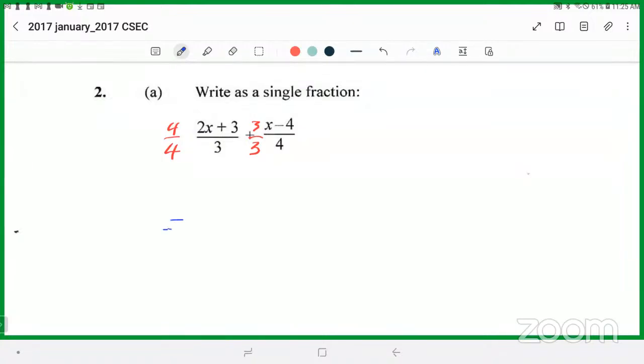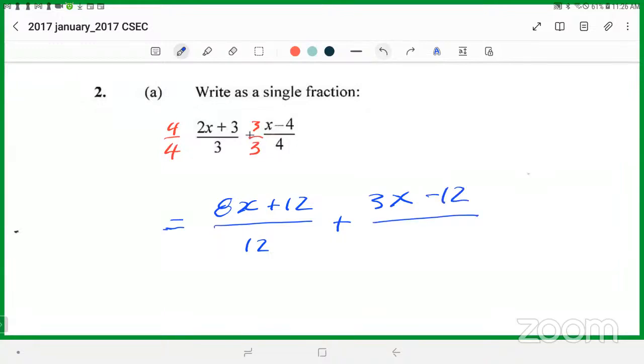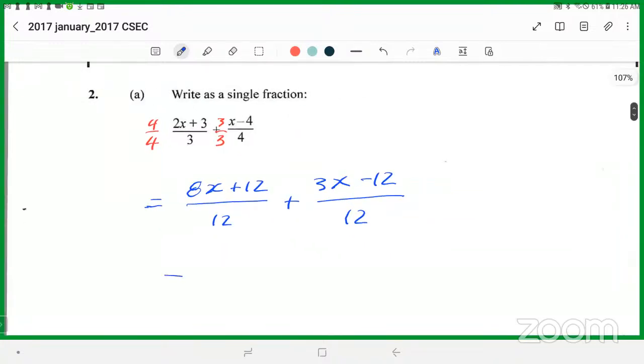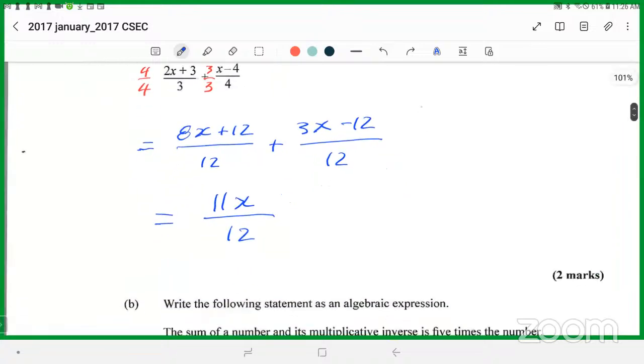So it becomes equal to 4 times the 2x is 8x, and 4 times this 3 is positive 12, divided by 4 times this 3 under here is 12. Then we're adding 3 times x is 3x, and 3 times -4 is -12, divided by 3 times this 12 under here is 12. Now the two denominators are the same, so we'll have a final answer with the same denominator. 8x and 3x is 11x, and 12 and minus 12 give you 0. So the answer is 11x over 12. Nice and easy. Do it some other way and get the same answer. Good. Right? 11x over 12.